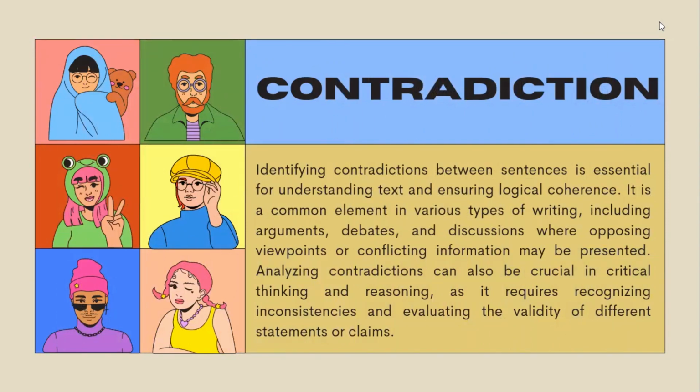The third one is contradiction. Identifying contradictions between sentences is usually essential for understanding the text and ensuring logical coherence. It is a common element in various types of writing, including arguments, debates, and discussions where opposing viewpoints or conflicting information may be presented. Analyzing contradiction can also be crucial in critical thinking and reasoning, as it requires recognizing inconsistencies and evaluating the validity of different statements or claims.